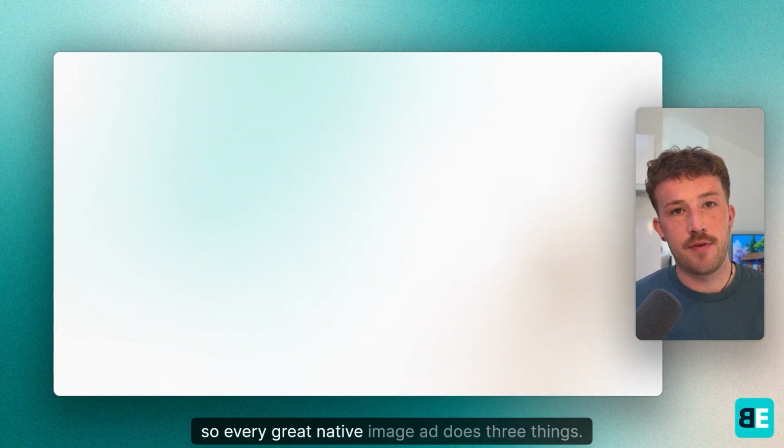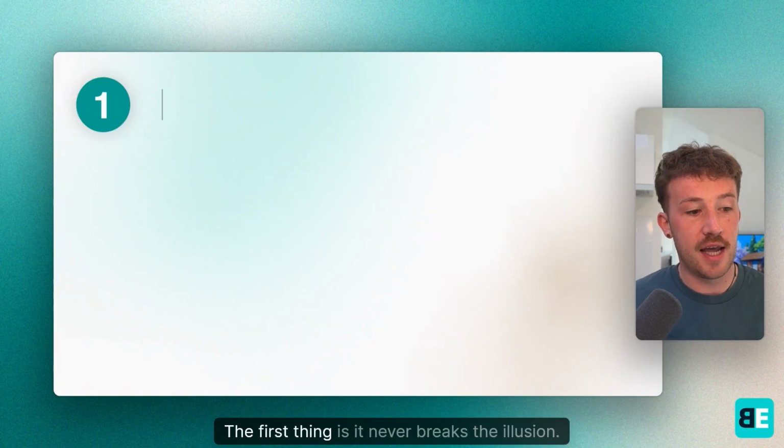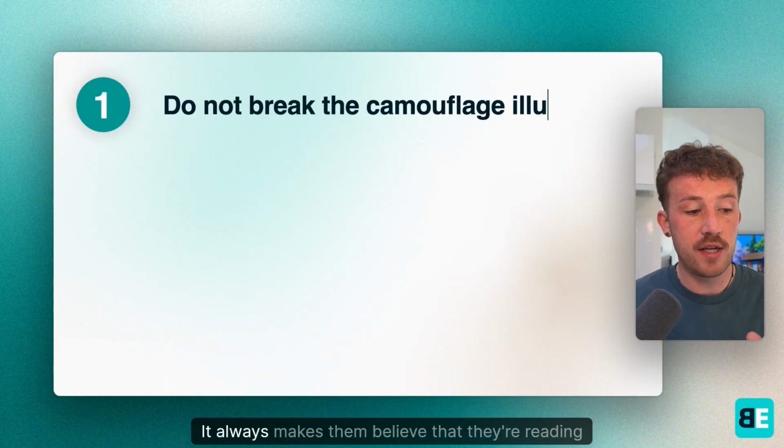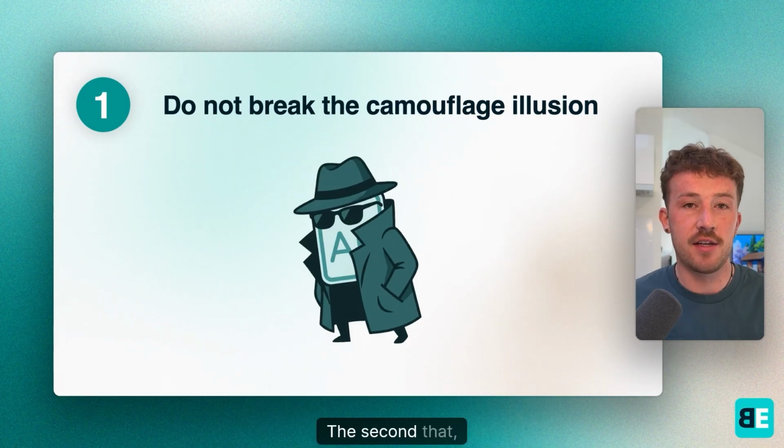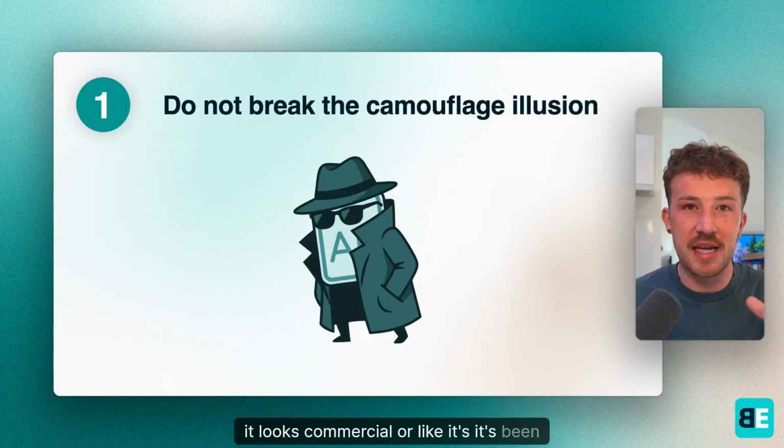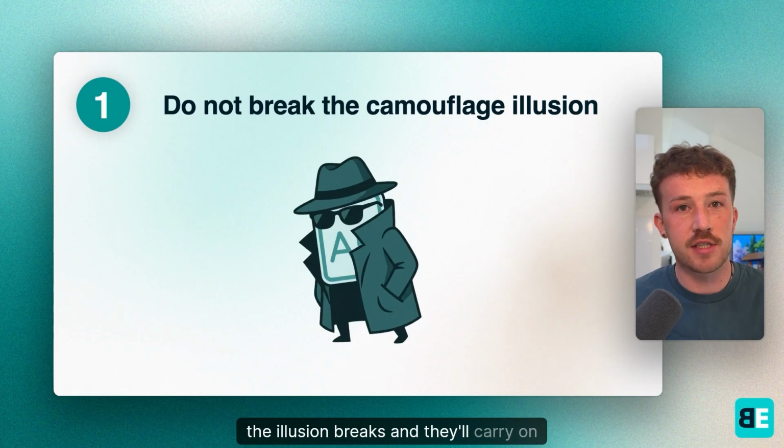So every great native image ad does three things. The first thing is it never breaks the illusion. It always makes them believe that they're reading just like an article or a Facebook post. The second that it looks commercial or like it's been designed, the illusion breaks and they'll just carry on scrolling.